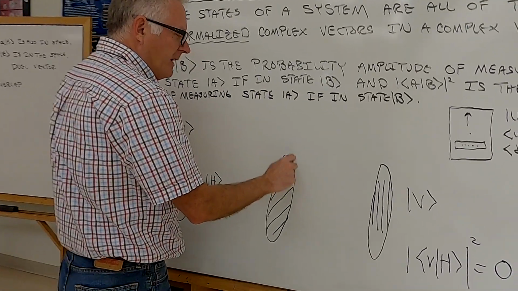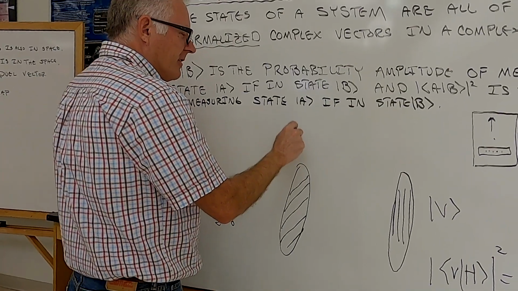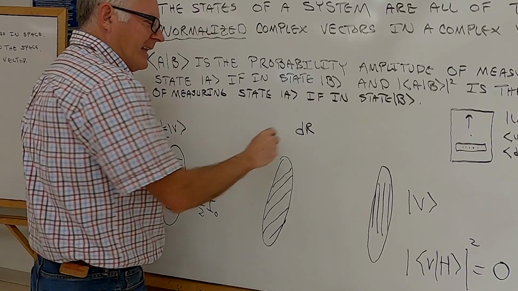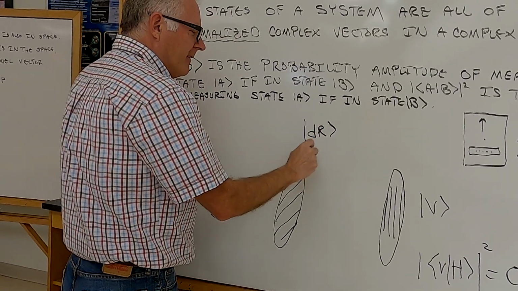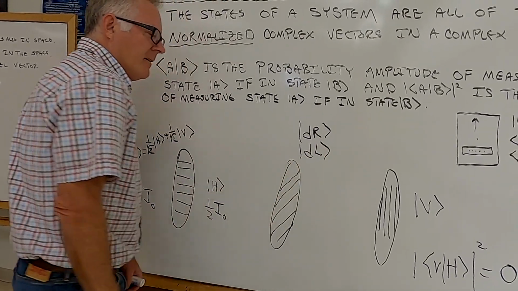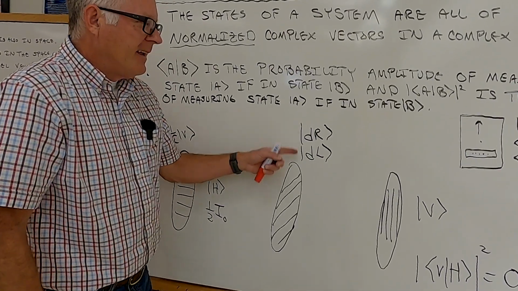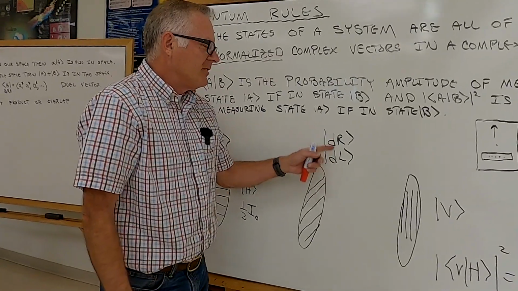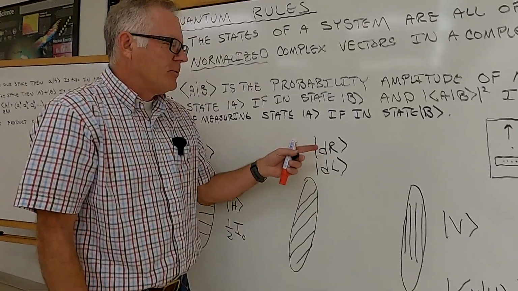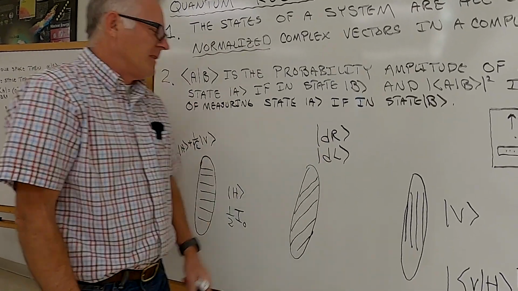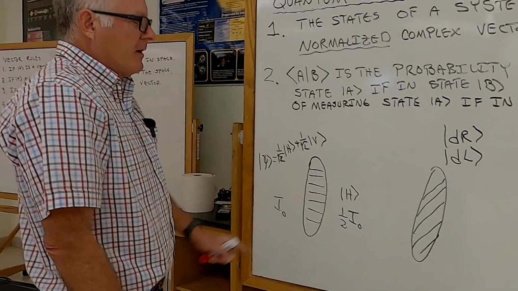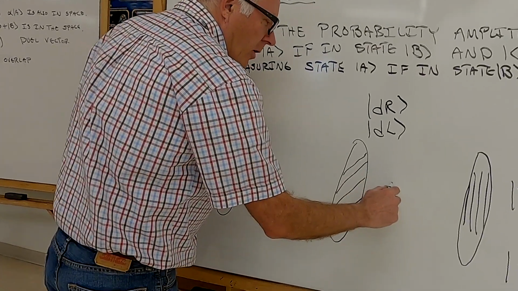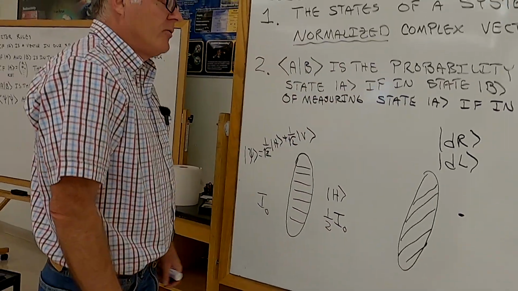So the two basis vectors are diagonal right and diagonal left. These should be orthonormal basis vectors. That is, if I dot this with this, I should get 0. When I dot this with itself, I should get 1, and when I dot this with itself, I get 1. Okay, so now I want to know what's the intensity just getting through this one right here.